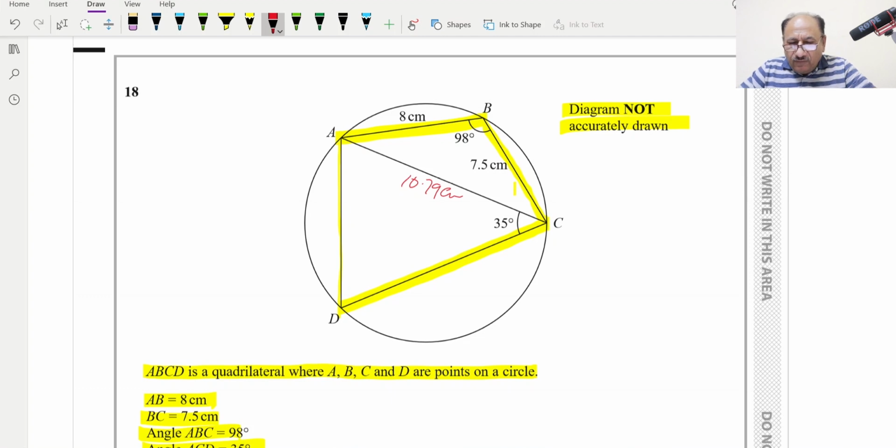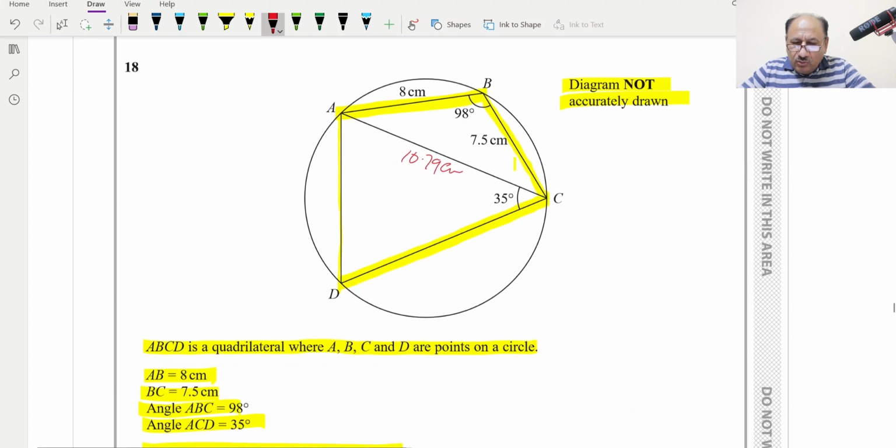Now our target is again AD and DC. Now we can use sine rule to find this. How can we find this? Basically we can apply the cyclic quadrilateral rule. So angles D and B are opposite angles, so they will be adding up to 180 degrees. So this angle will be how much? 180 minus 98.